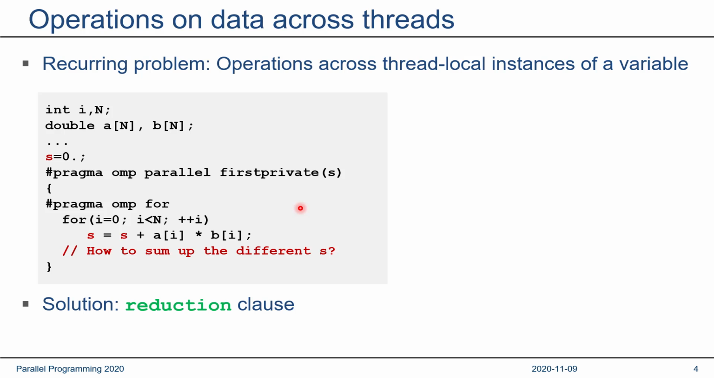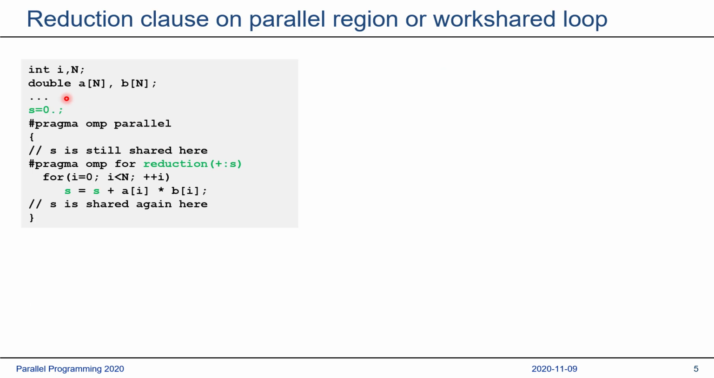The solution that OpenMP provides here is the reduction clause. It's such a common pattern that OpenMP has very powerful operations that can help you with this kind of operation. So here's what it looks like. This is basically the same code with the exception of this little addition here, the reduction clause. We can use it either on a parallel region or on a workshared loop. Reduction plus :s has the following meaning.